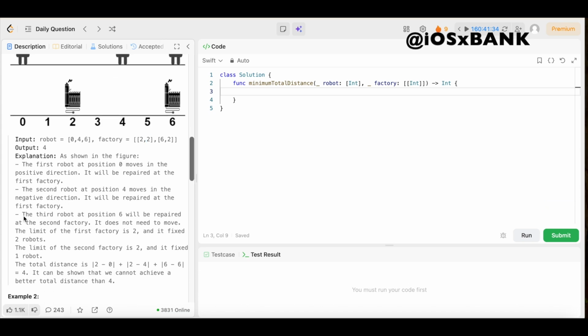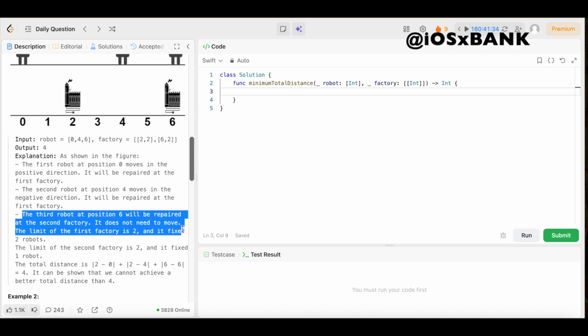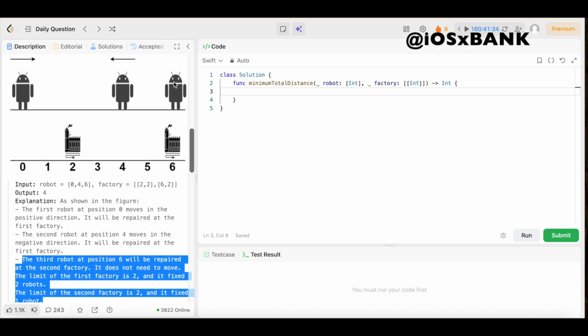Then it says the third robot at position 6 will be repaired at the second factory. It does not need to move. The limit of the first factory is 2, and it fixed 2 robots. The limit of the second factory is 2, and it fixed 1 robot. As you can see, this robot is already at a factory, so it doesn't need to move anywhere. So we don't need to adjust the distance for all the robots, because this has a distance of 0.